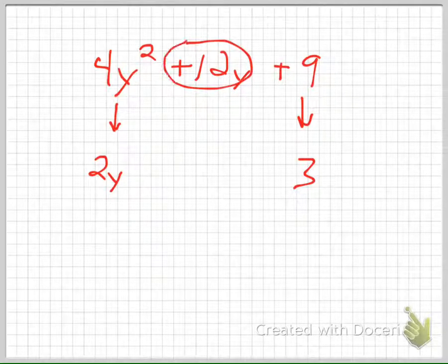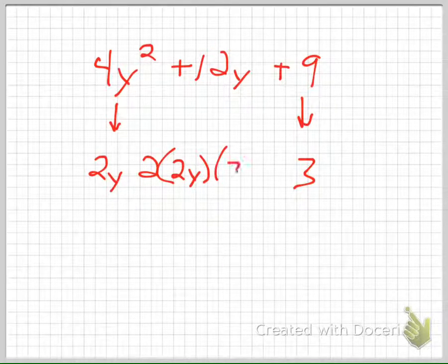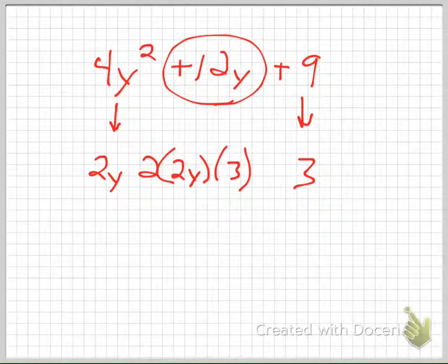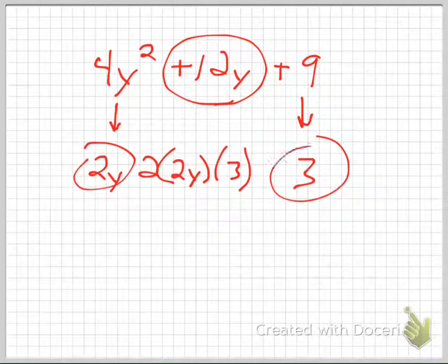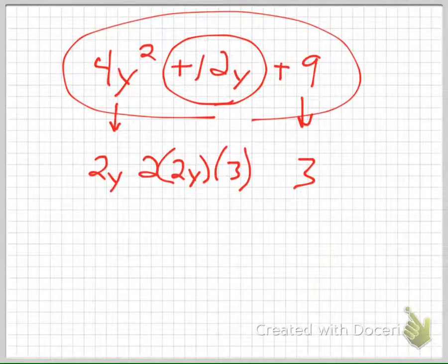This middle term needs to be 2 times 2y times 3. What is 2 times 2y? 4y. What is 4y times 3? 12y. Is that true? Is it 2 times this times this? Yes. Therefore, we know this whole thing is, what is it called?